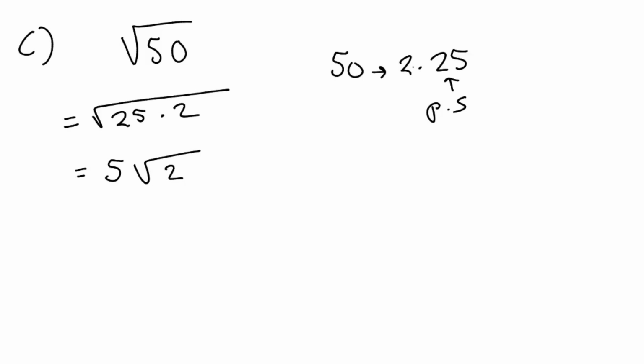Now you can use a calculator to check your work. If you plug in square root of 50 to your calculator, you should get 7.07. And if you plug in 5 square root of 2 in your calculator, you should get 7.07 as well. And so therefore, this is the simplified radical.